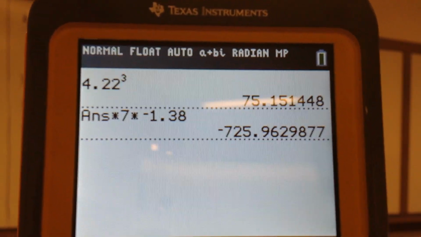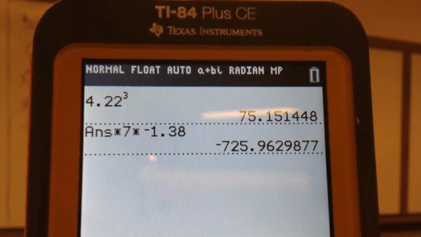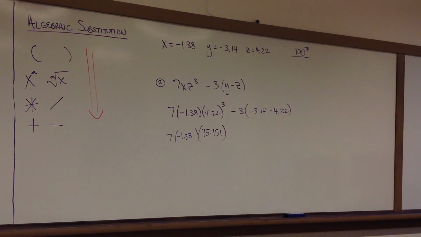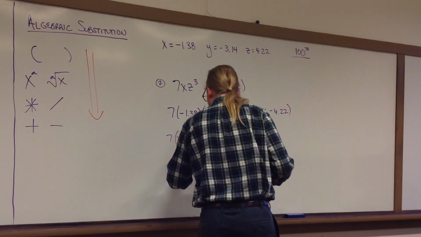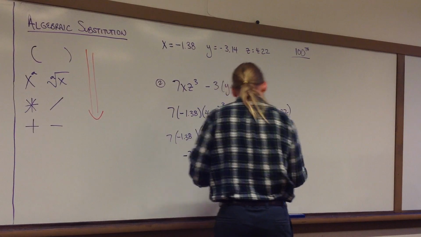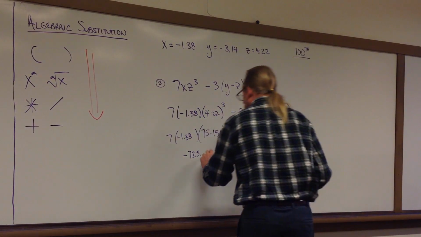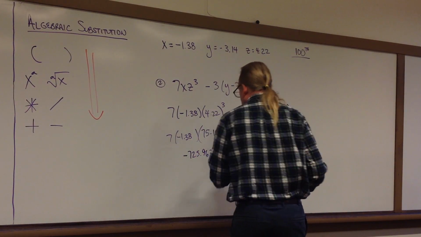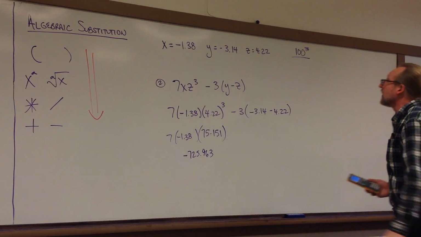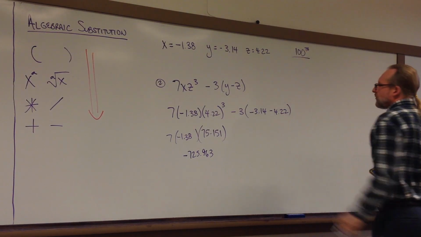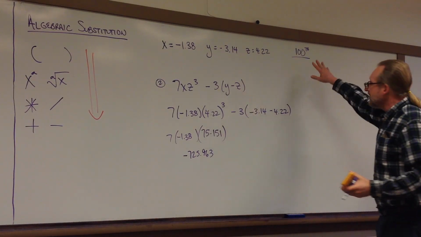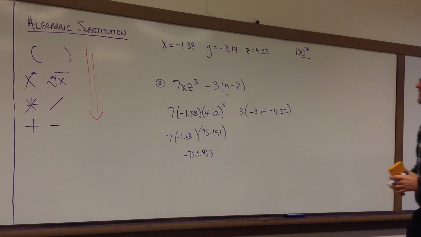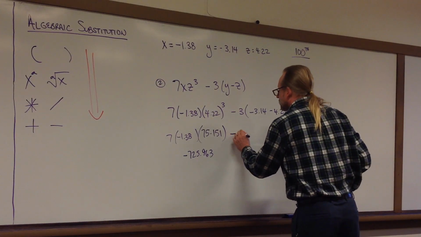So this is going to be negative 725.963. And I've got that extra place value there so that when I go to round this off, because if you constantly round to the second place, in the end, your answer could lose a significant amount of accuracy.